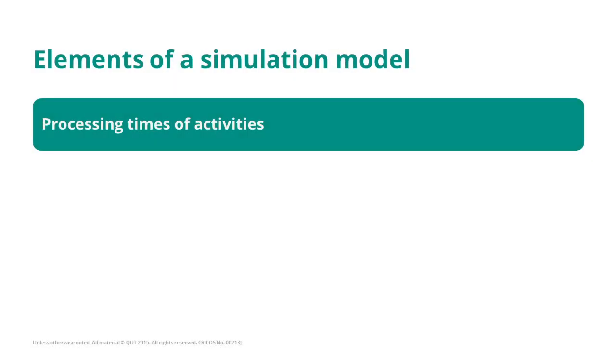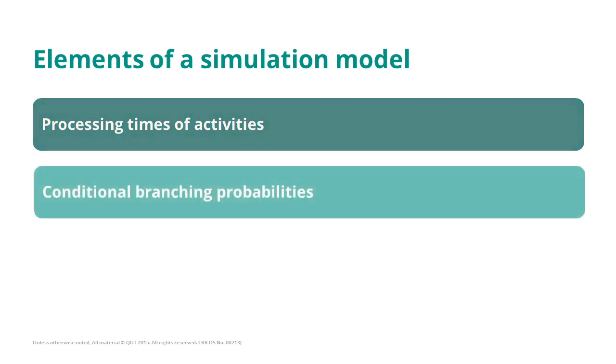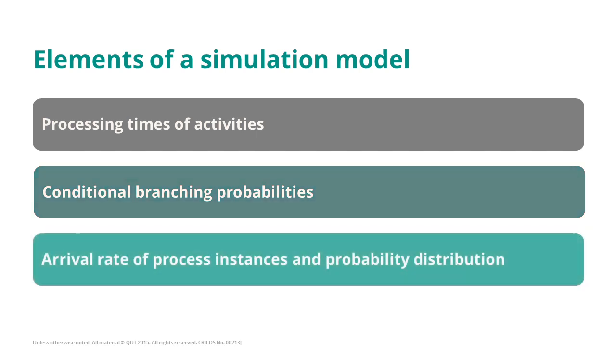The second and third steps in defining a simulation model are giving the branching probability of every branch coming out of a decision gateway. This is very similar to what we saw in cycle time analysis. But in addition to that, we also need to define at what rate new instances of the process are being created. And that is called the arrival rate. And typically this is not a fixed value.